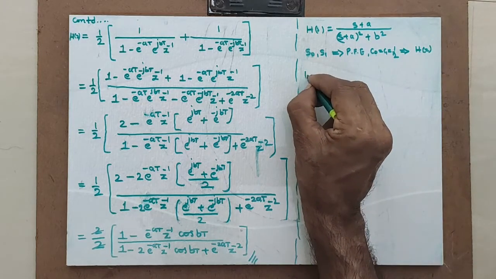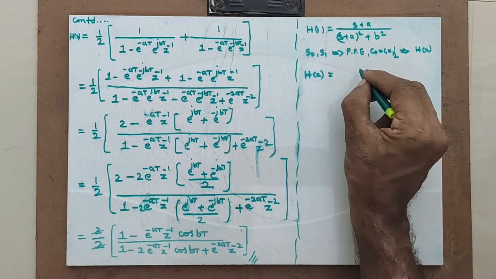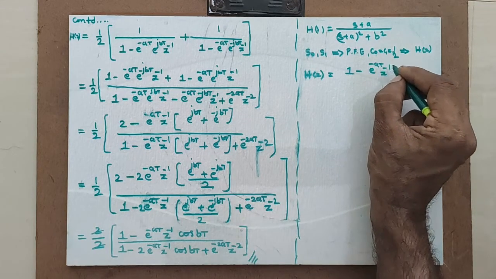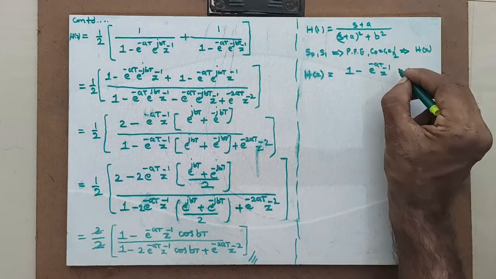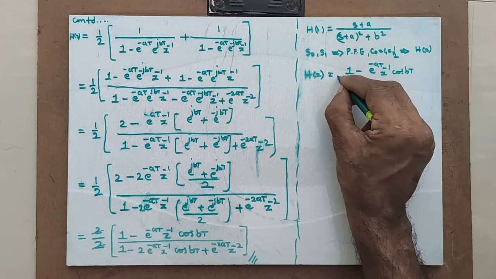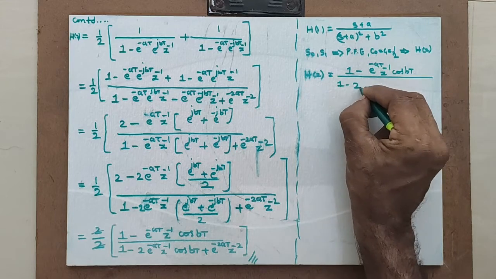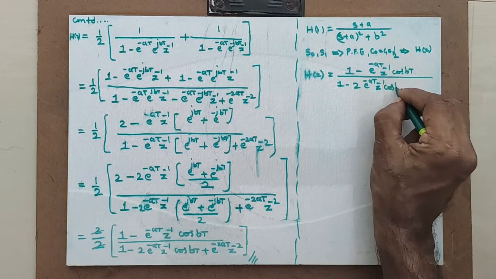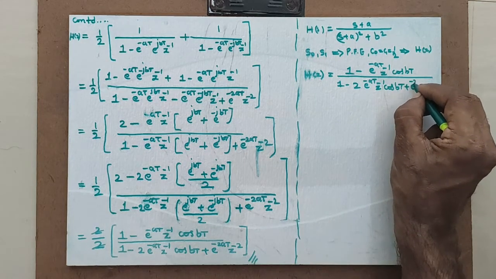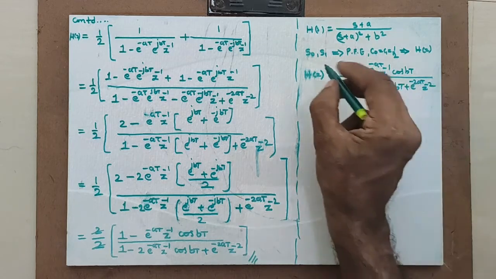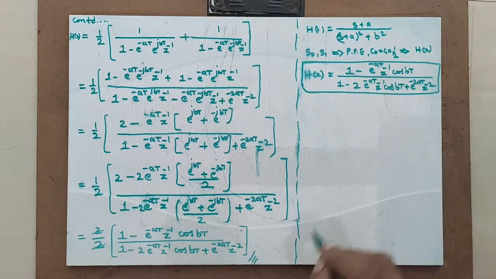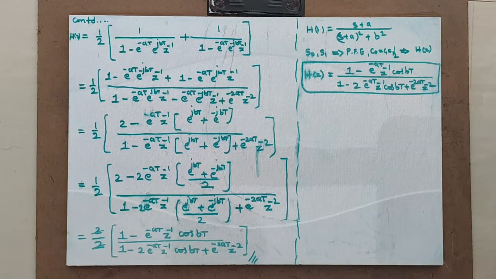What is h of z? H of z is finally 1 minus e raised to minus at z raised to minus 1 cos bt, whole divided by 1 minus 2 e raised to minus at z raised to minus 1 cos bt plus e raised to minus 2at z raised to minus 2. This is what is h of z. Okay, this is the second type of example, where complex conjugate roots are given.